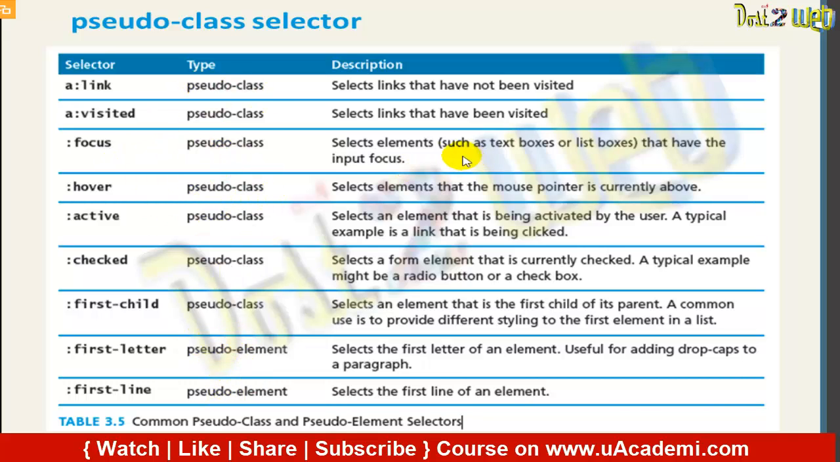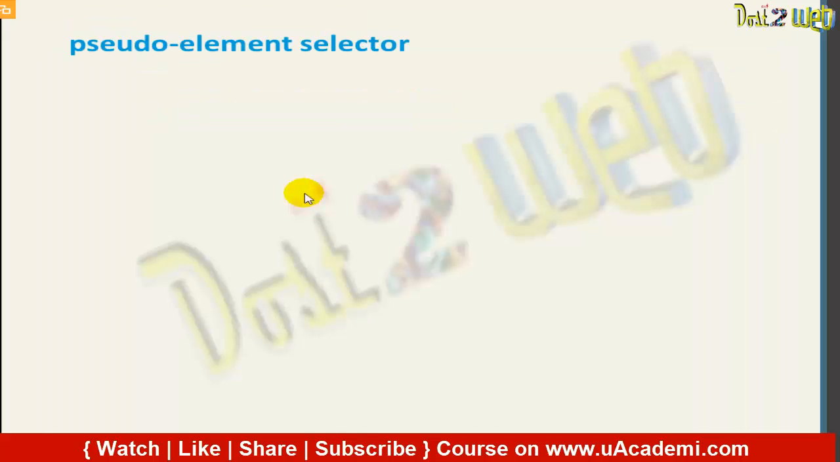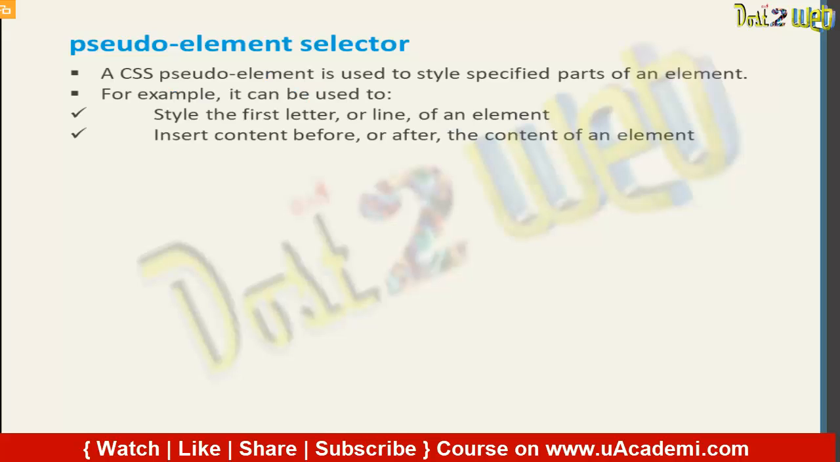You have a text box, you want to focus that box, right? Then you can use focus. This way you can define the pseudo class selector. Similarly, you have the pseudo element selector. The pseudo element selector is used to style a specific part of an element.